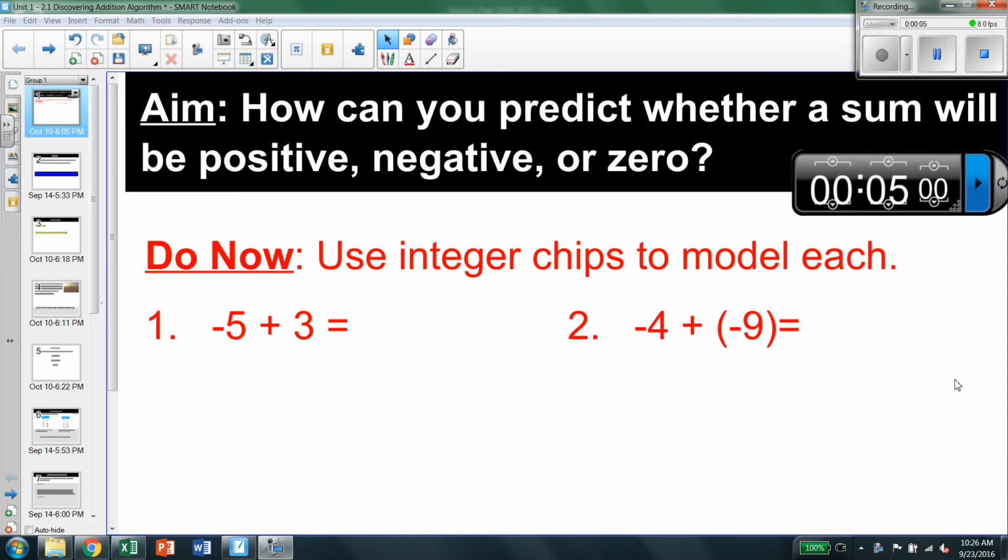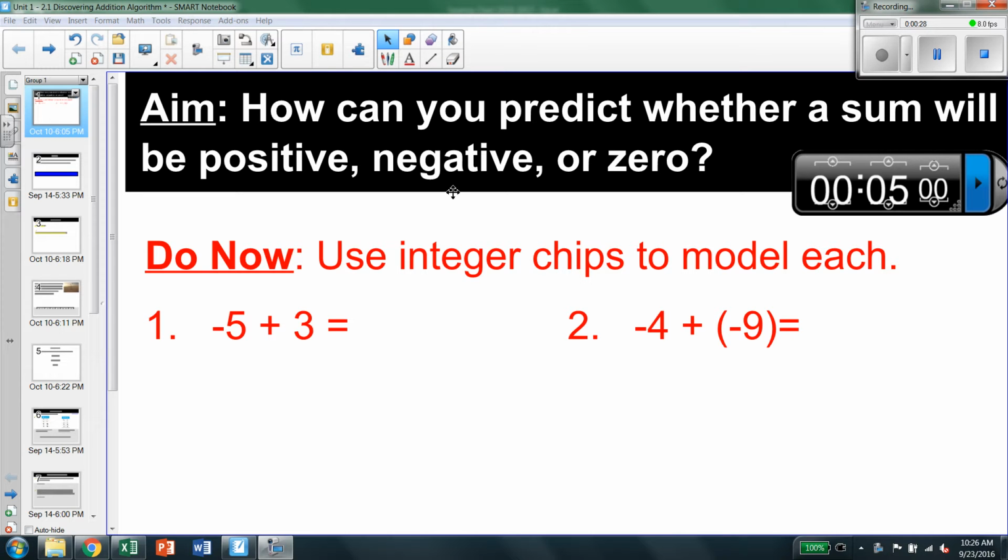Today we're going to be looking at adding positive and negative numbers and trying to predict by looking at the particular problem whether the sum will be positive, negative, or zero. We've been using integer chips and number lines. Eventually we'd like to get to the point where we can do this stuff fluently without those tools, but right now we're still working on developing that understanding. So let's take a look at the problem.